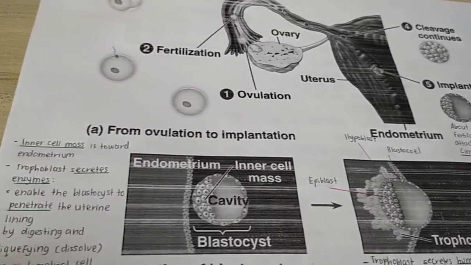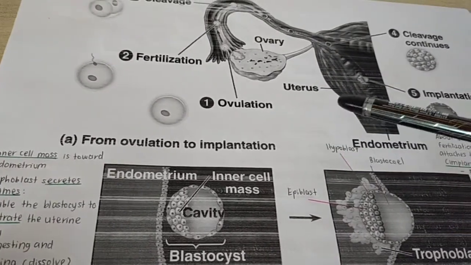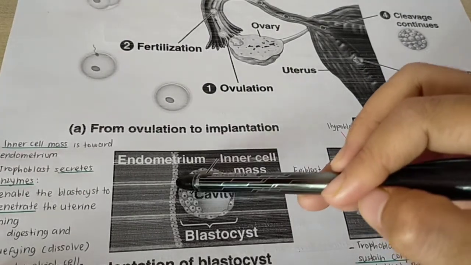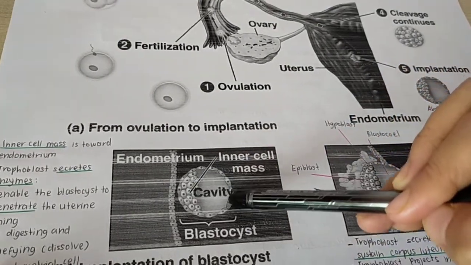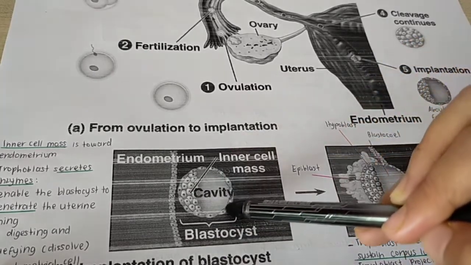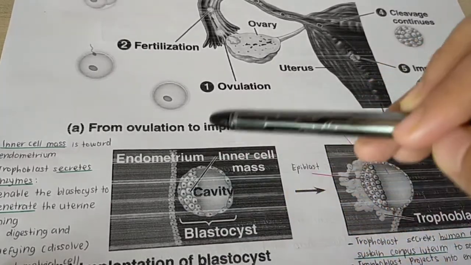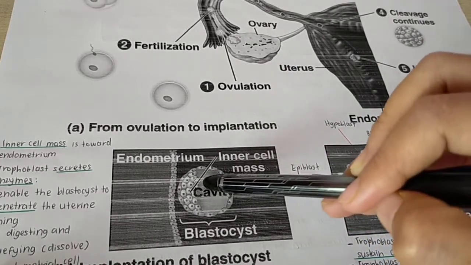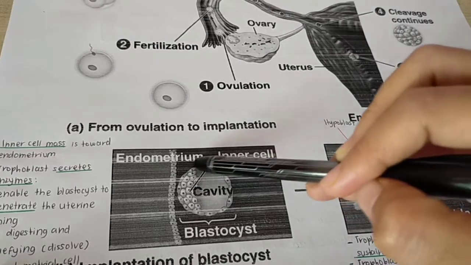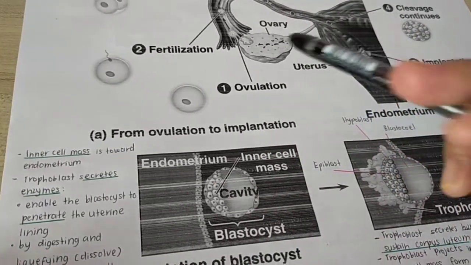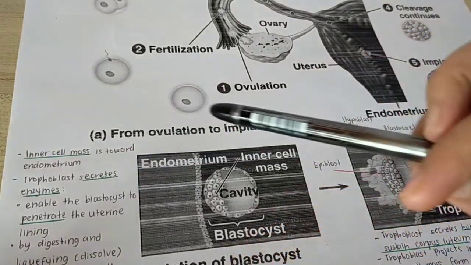If you look here, based on what we discussed about the structure of the blastocyst, we have the outermost layer, or the outer cell mass, which we call the trophoblast. And this is the inner cell mass. The fluid filled cavity here we call the blastocele. The whole structure is what we call the blastocyst. The inner cell mass is toward the endometrium.